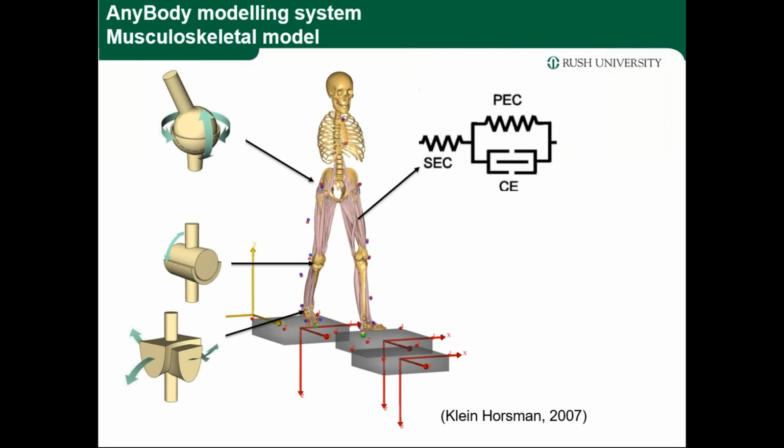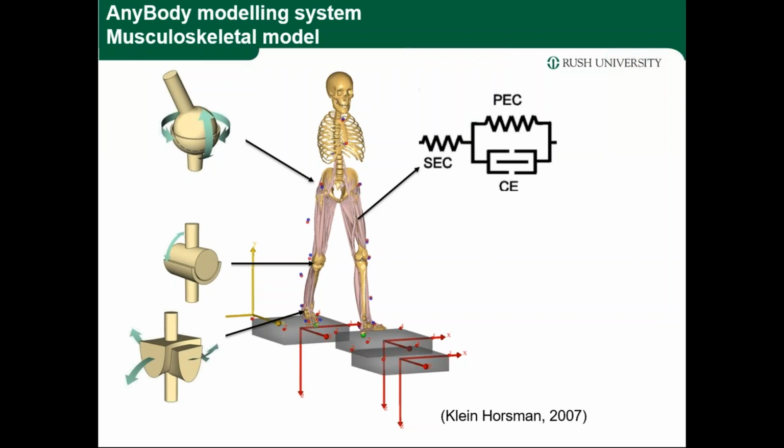So the hip joint is modeled with 3 degrees of freedom, a ball and socket. The knee joint is a hinge joint with 1 degree of freedom for flexion extension, and the ankle joint has been modeled with 2 degrees of freedom for ankle flexion extension and subtalar inversion.